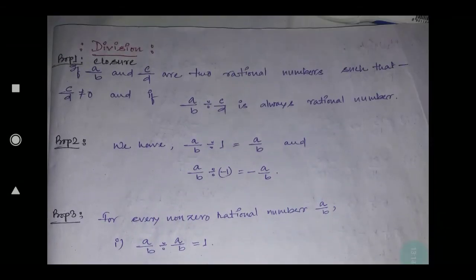So for the properties of division, there are only 3 properties. Closure property: if you divide 2 rational numbers, then your result will always be in the form of a rational number. That means it satisfies the closure property. So division also satisfies the closure property. Now property 2: if you divide one rational number by 1, then you will get A by B. If you divide one rational number by -1, you will get minus of A by B.